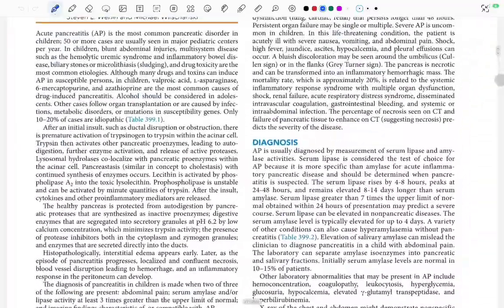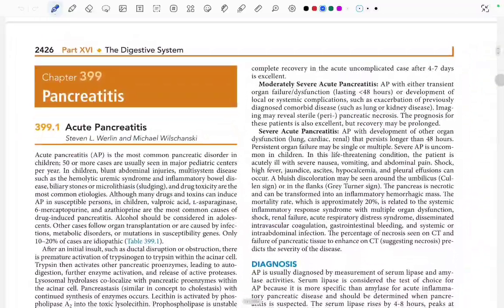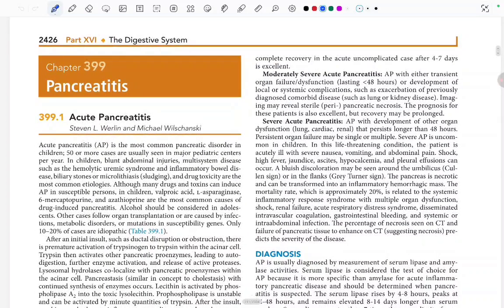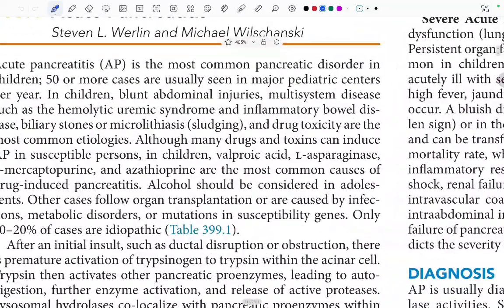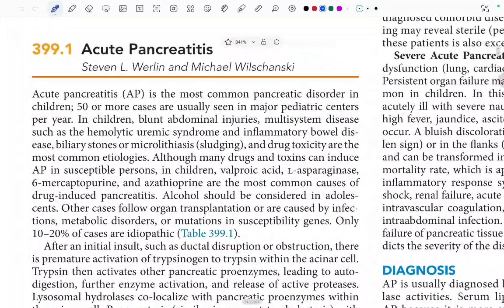Okay, now in this video we are going to read about acute pancreatitis from Nelson's part 2, page number 2426. Let's start. Acute pancreatitis is the most common pancreatic disorder in children. 50 or more cases are usually seen in the major pediatric centers per year.